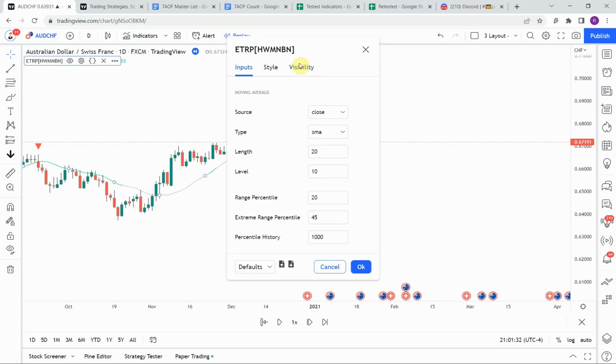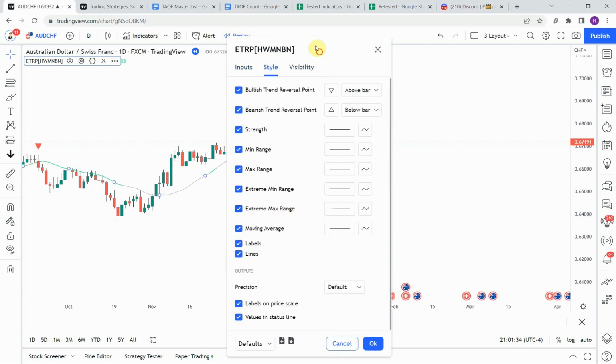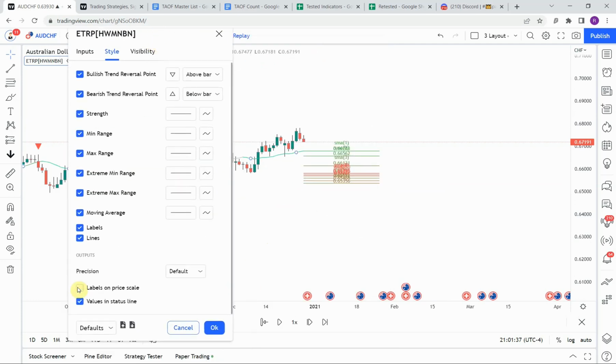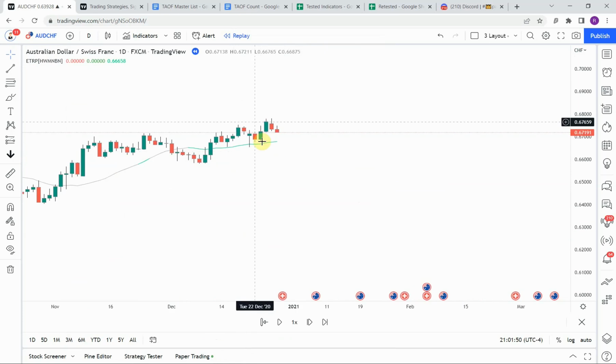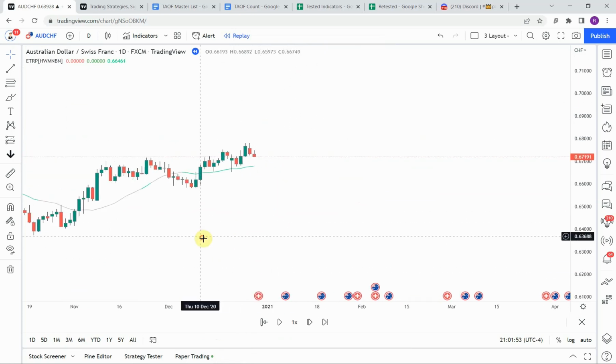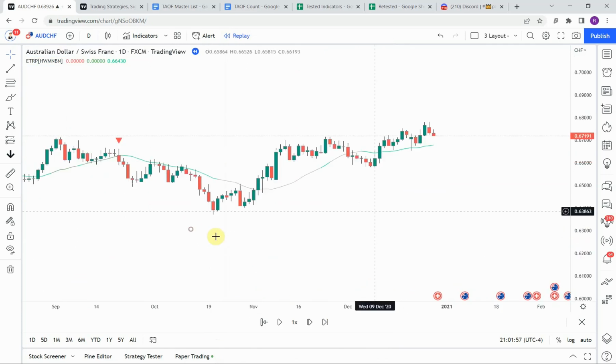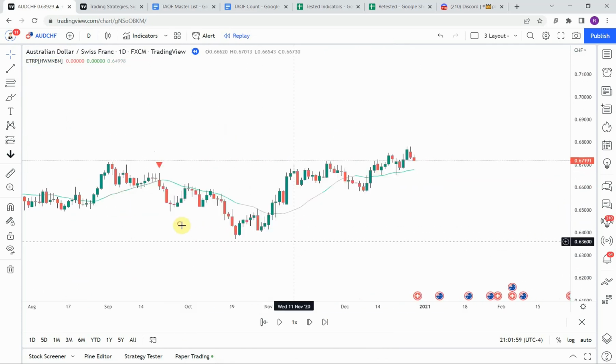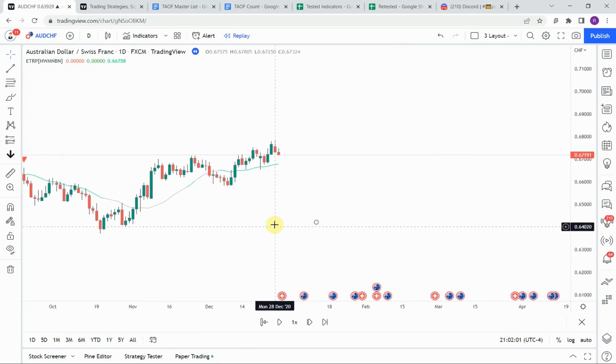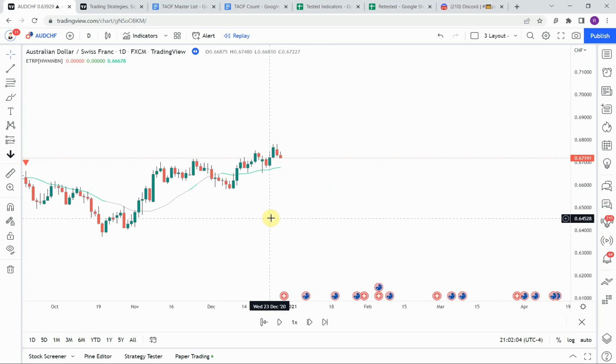Let's see if we can't turn off this. See if we can find it here. There we go. All right, there we go. So we just turned off the labels and lines there, just to make it a little bit visually easier to see. So let's go ahead with the testing here and see what we can get out of it.